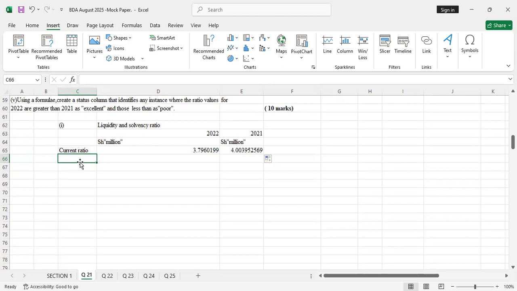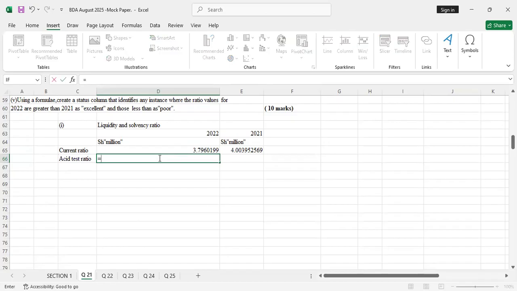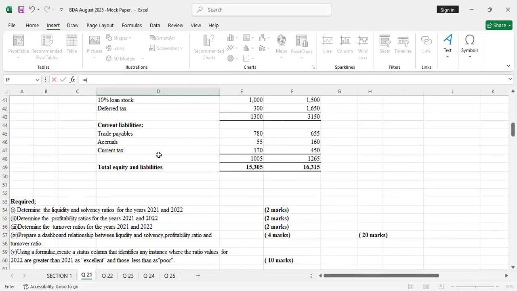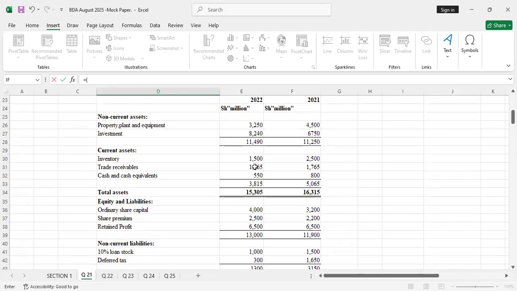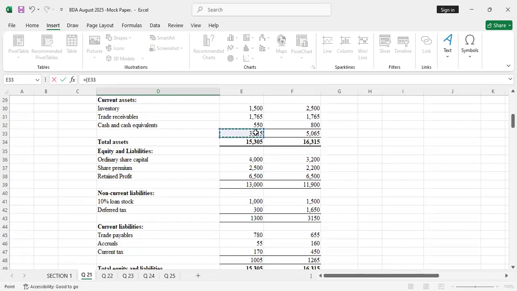I'll go to the next liquidity and solvency ratio, and that's the acid test ratio. So the formula for the acid test ratio is that you take the current assets, but you subtract the inventory, then you divide by the current liabilities. Okay? So I'll say equals to bracket. I'll take the total current assets, and the total is here for 2022. That's what we are dealing with. But you deduct the inventory.